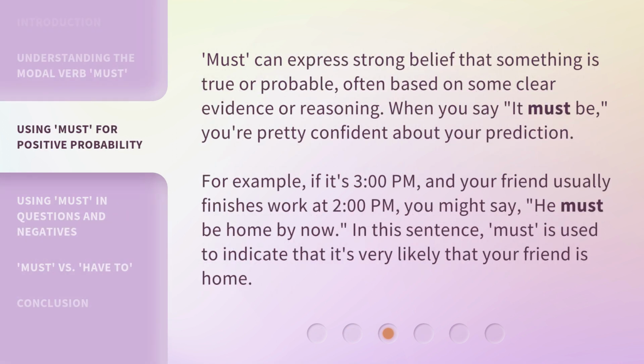Must can express strong belief that something is true or probable, often based on some clear evidence or reasoning. When you say, "It must be," you're pretty confident about your prediction. For example, if it's 3 p.m., and your friend usually finishes work at 2 p.m., you might say, "He must be home by now." In this sentence, must is used to indicate that it's very likely that your friend is home.